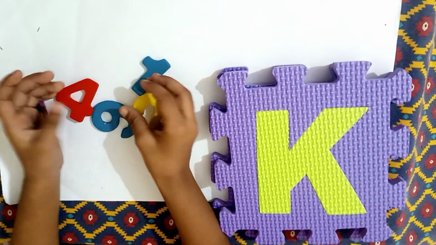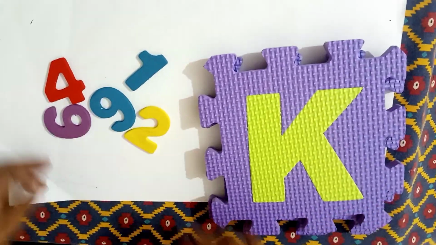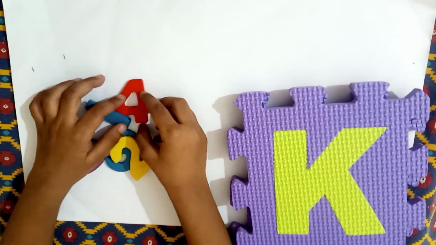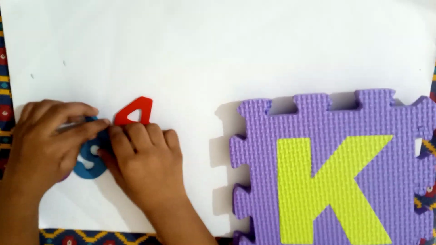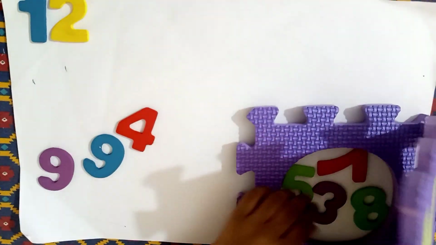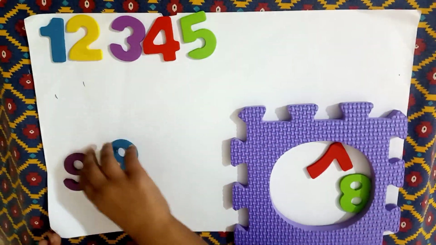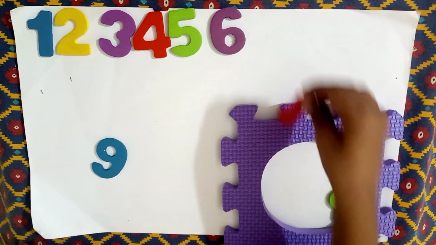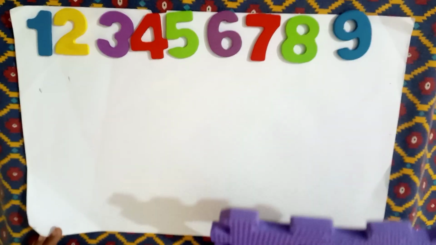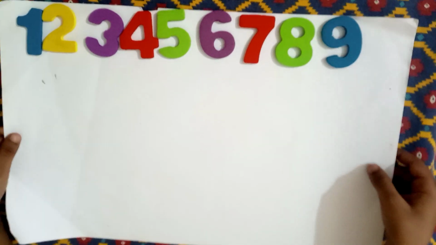I have some numbers. Some numbers are missing. So let's start. Let's see how many numbers are missing here. Orange is 1, 2, 3 is missing. 5 is missing. 6, 7 is missing. 8 is missing. 8, 9. It's a very easy activity. You must try it at home.